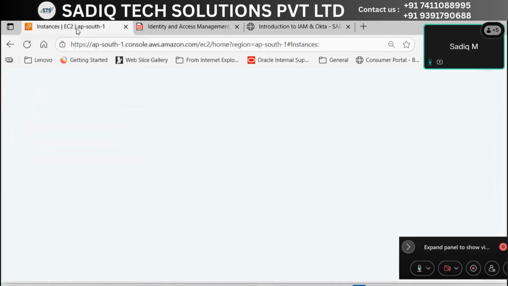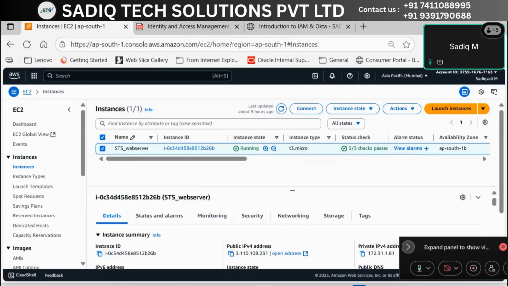See here, this is the Amazon cloud provider, AWS, Amazon Web Services. Within this, I am running a web server, and the instance status is running. As an admin, I can monitor this, and within this server I can host an application. This is my web service console.